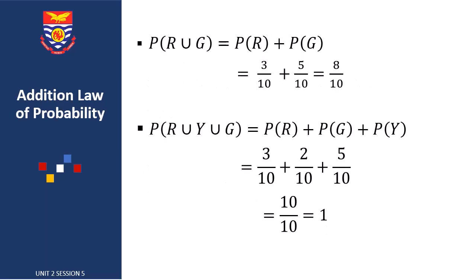With the E part of the question, we're talking about red or green, and the same procedure as we saw in the D part. So red is 3 over 10 and green is 5 over 10, and that gives us 8 over 10, which is the same as 4 over 5.